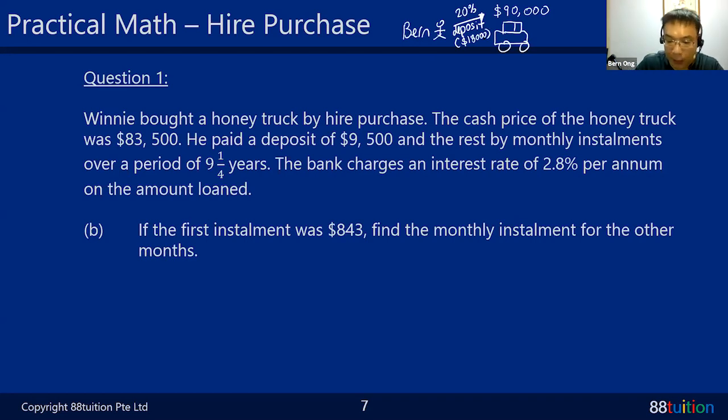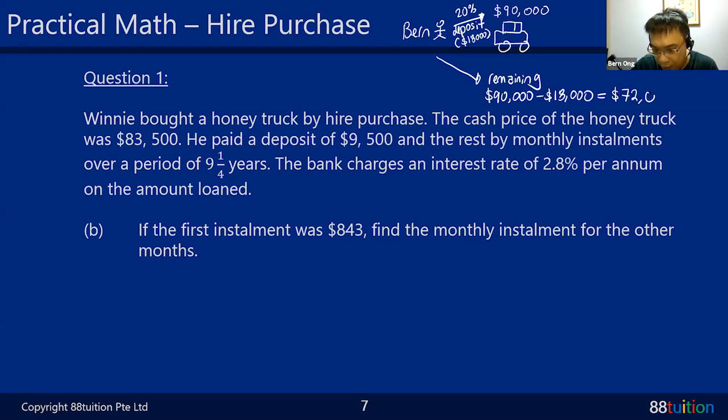All right. But what's the remaining amount? The remaining amount of what? The remaining of 90,000 minus 18,000. What happened? You mean the car dealer just let me bring the car back to drive? Of course not, right? So I have to take my credit card out and I swipe. I take this credit card, I swipe 72,000.